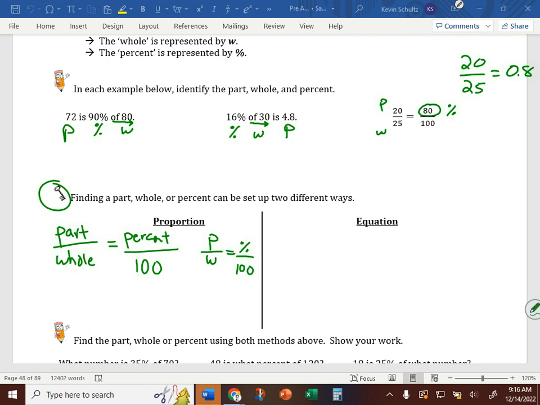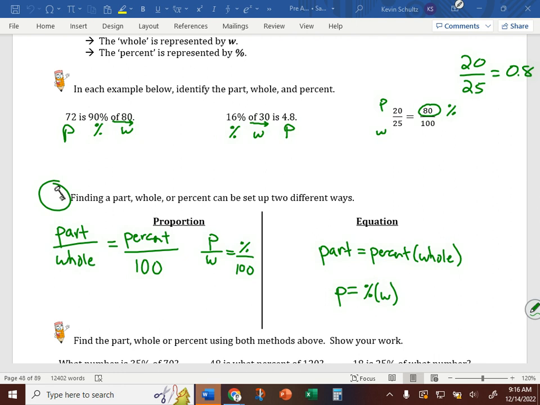The equation method is: the part is equal to the percent times the whole. A part is equal to a percentage of a whole, essentially. Again, using the more abbreviated form, P is equal to percent times W.